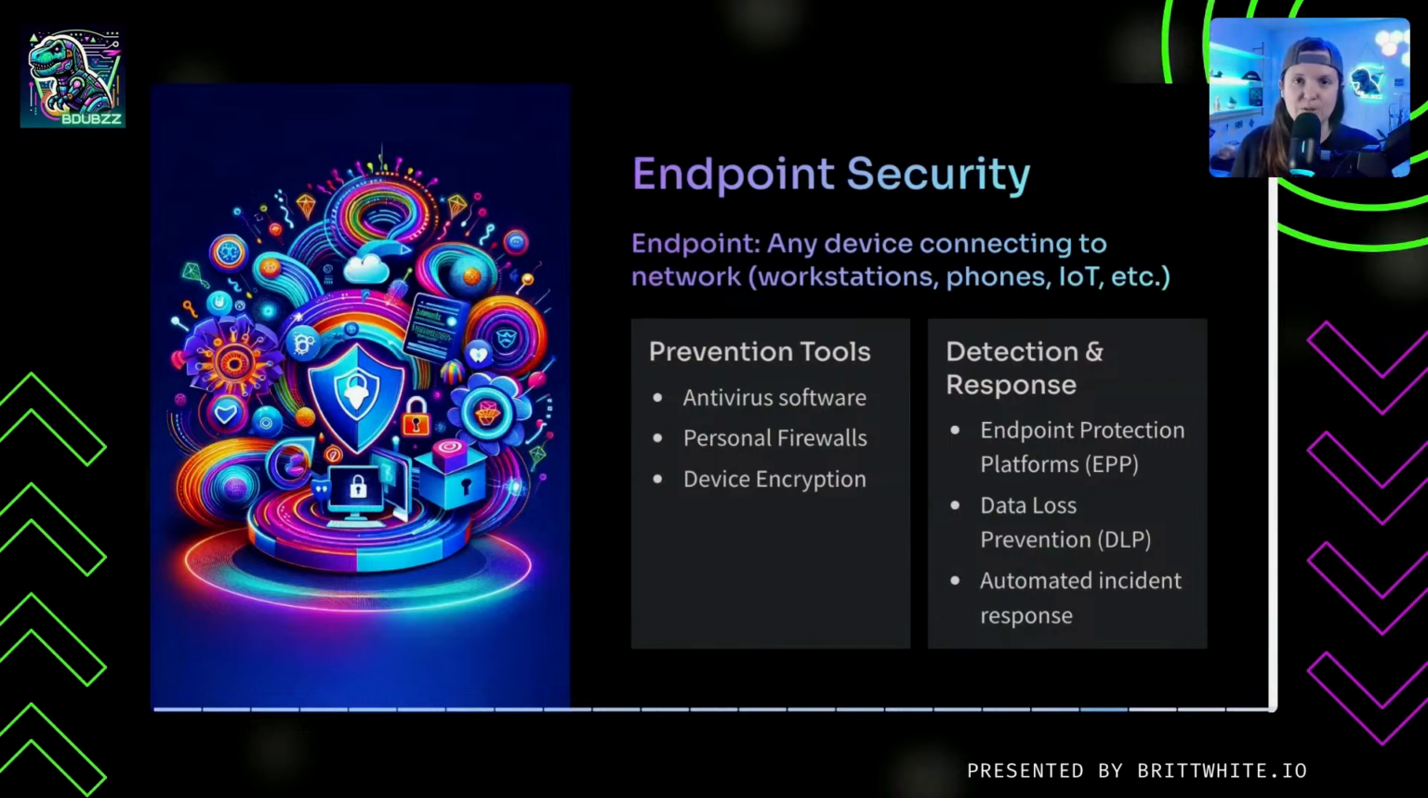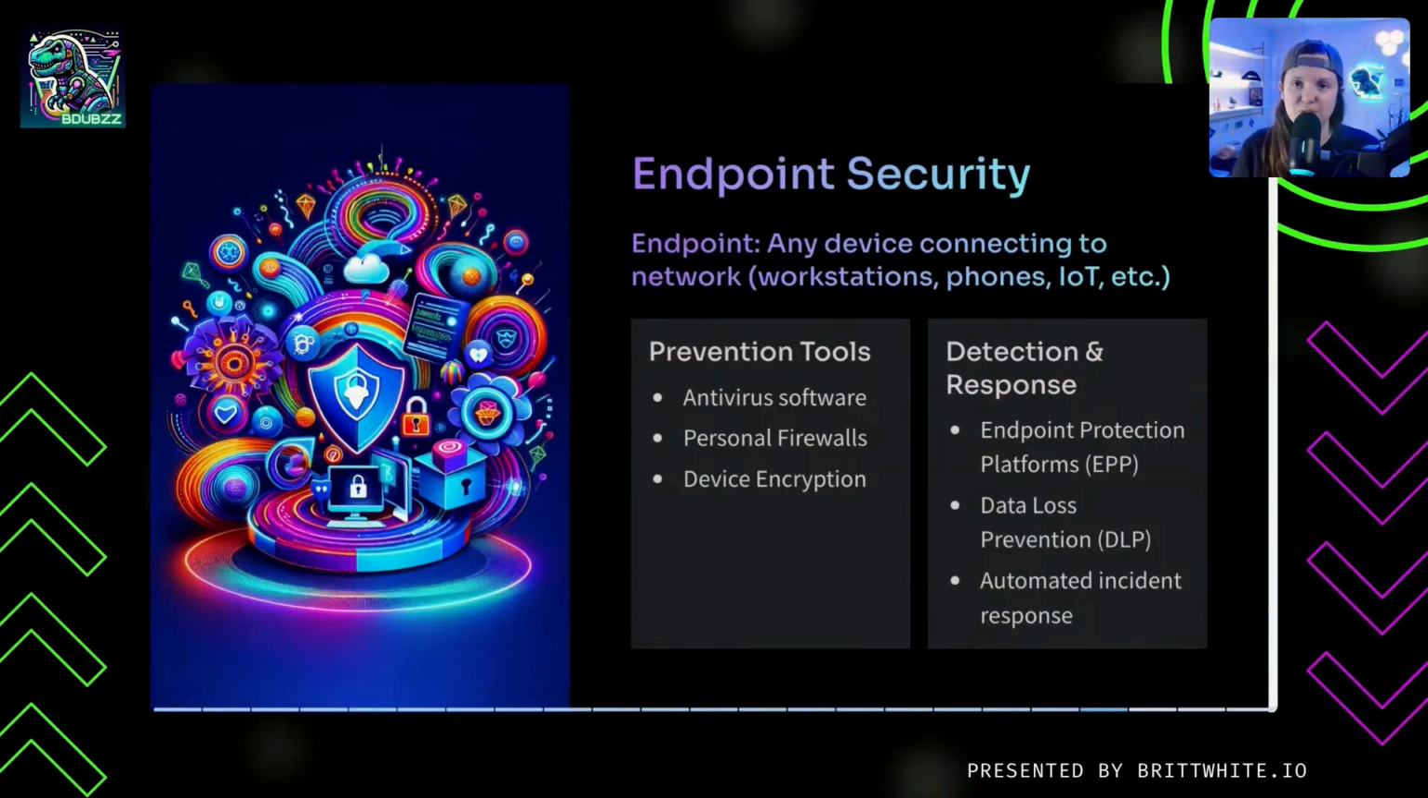These sophisticated tools use artificial intelligence and behavior analysis to predict and detect threats before they become major problems. Imagine an EPP system detecting unusual file encryption activities that might indicate a ransomware attack in progress. Finally, we have our response tools.